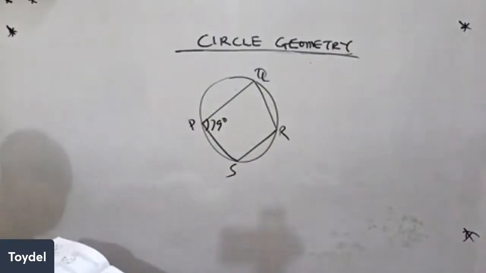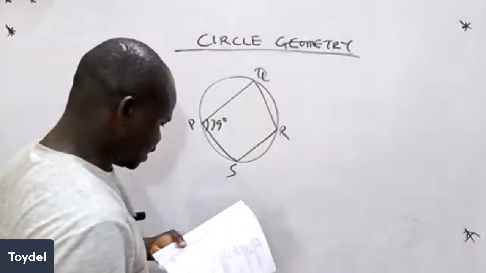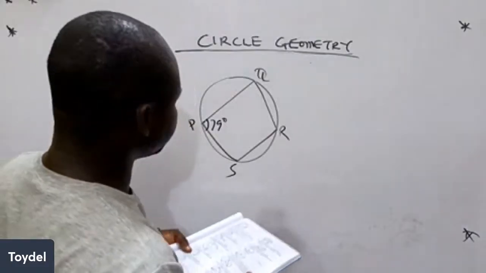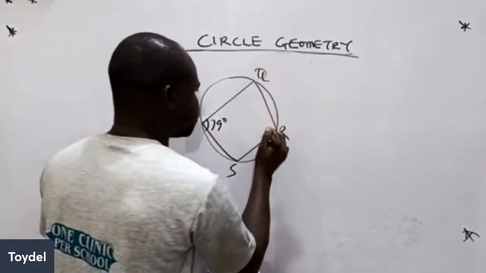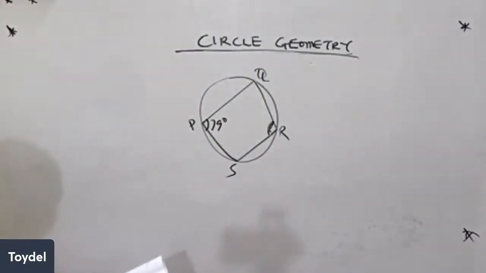Now let's listen to the question. The question states that in the diagram below, angle SPQ is 79 degrees. Find angle SRQ. We have to find this angle. Of course, this is a multiple choice question. This is question 36.